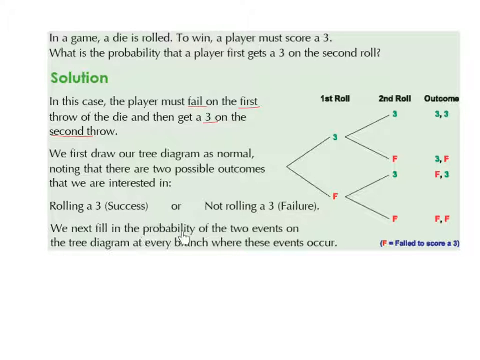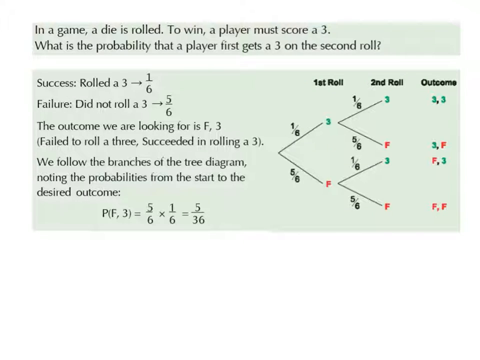We next fill in the probability of the 2 events on the tree diagram at every branch where these events occur. So we need to fill in our tree diagram now. So remember, success is rolling a 3, and the probability of rolling a 3 is 1 over 6. There's 1 3 on a die, and there are 6 possible outcomes. So rolling a 3, the probability is 1 over 6.